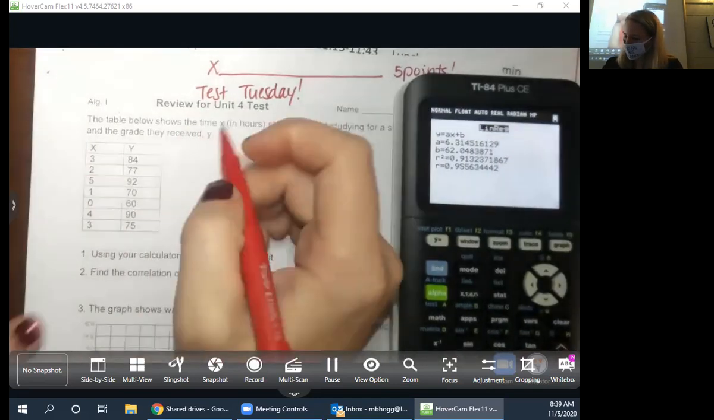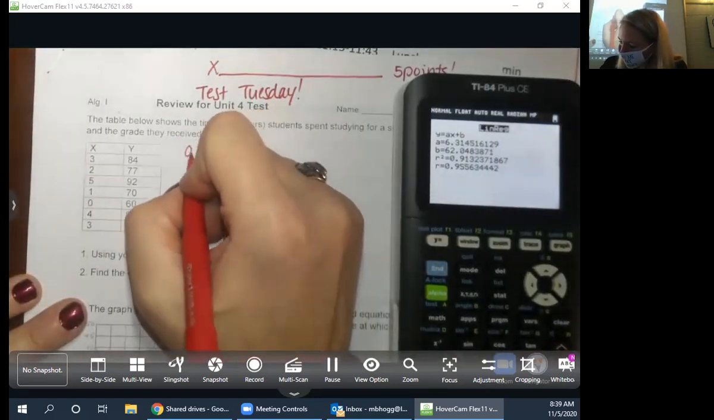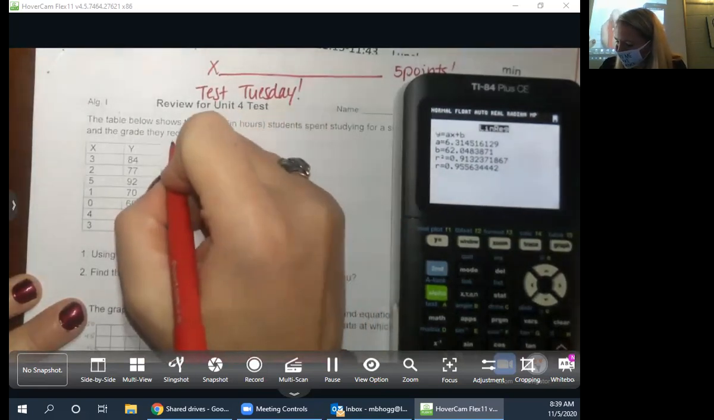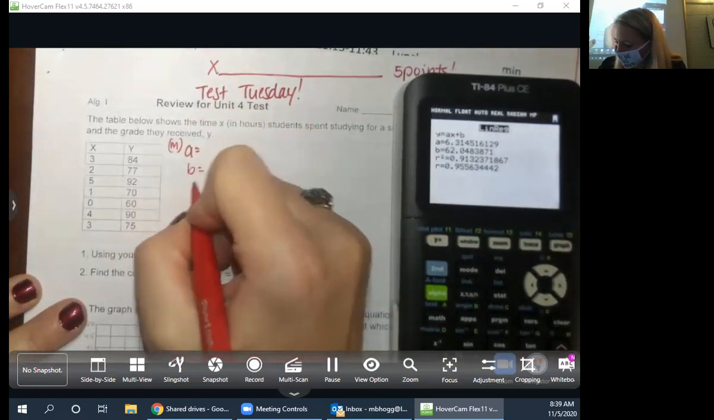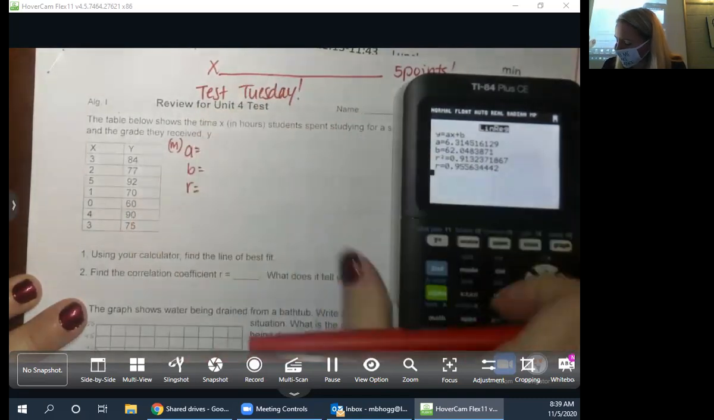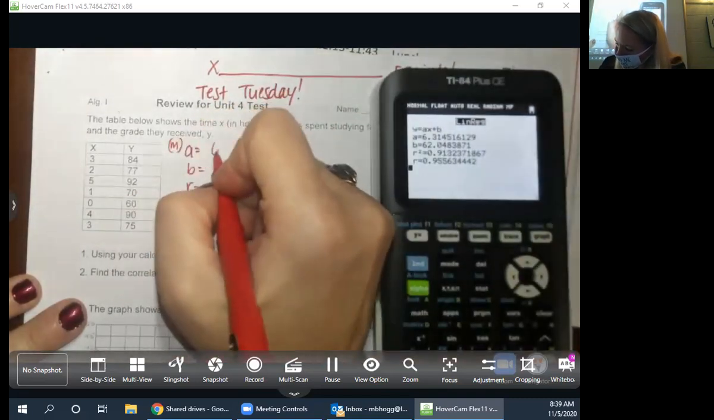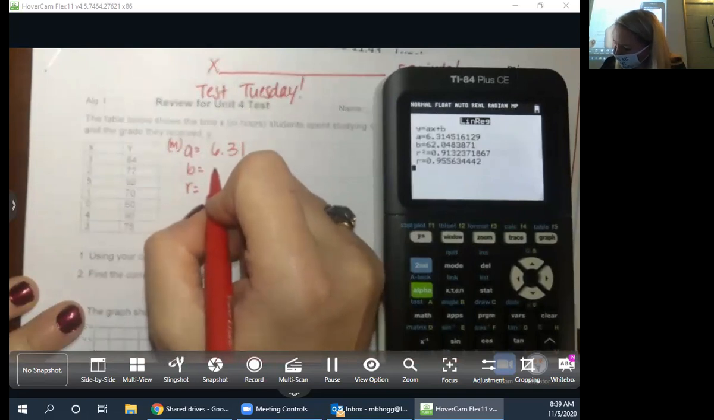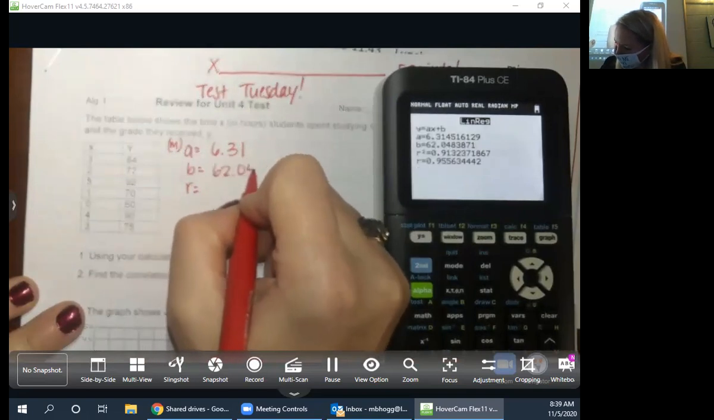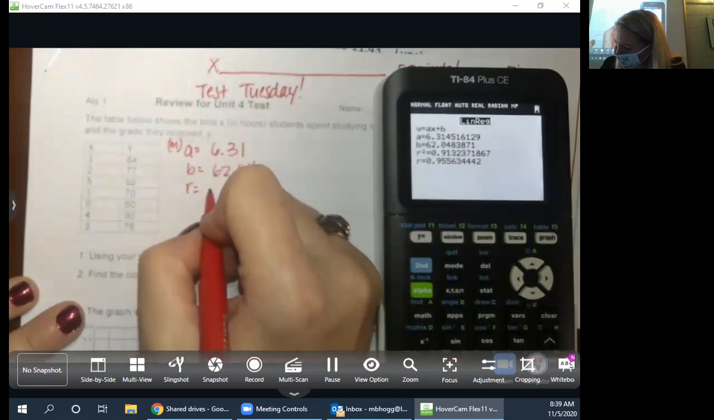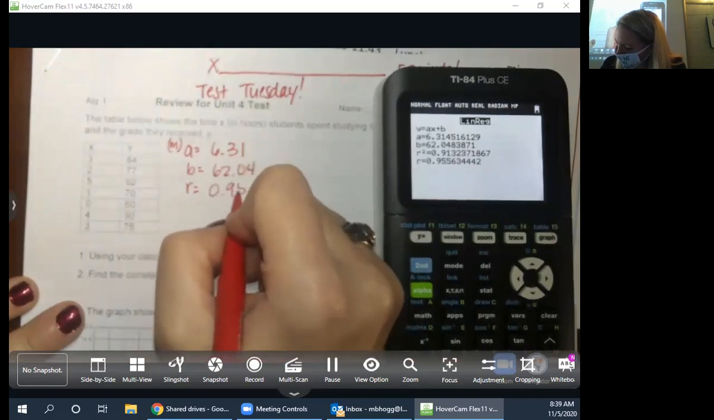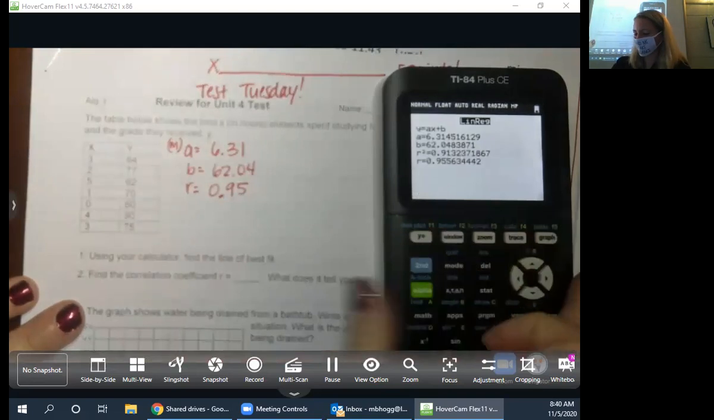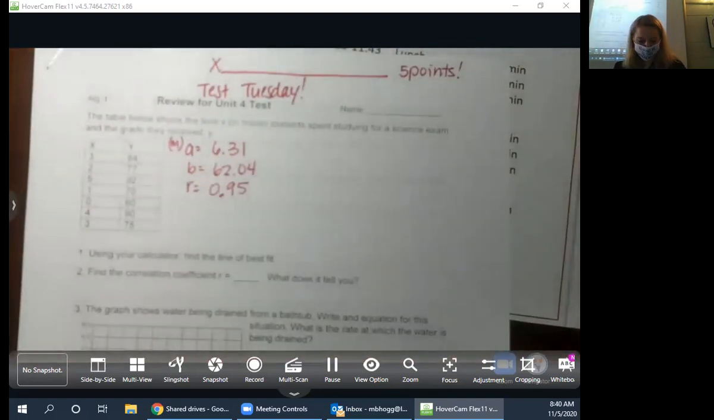Okay. So what I want y'all to do every time is write down your A, which is your M, right? Your B and your R, whatever you get. 2 numbers after the decimal. And I'm not even rounding, I'm just writing the 2 numbers, so it's okay.